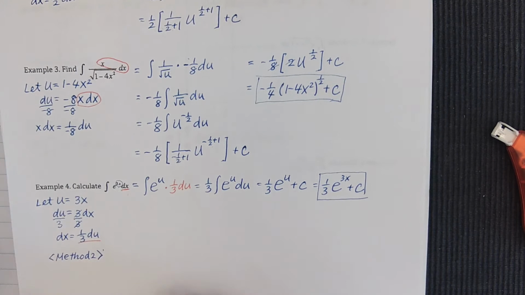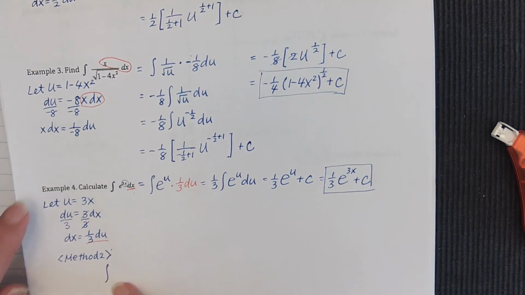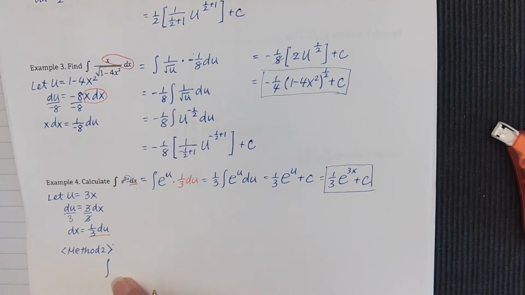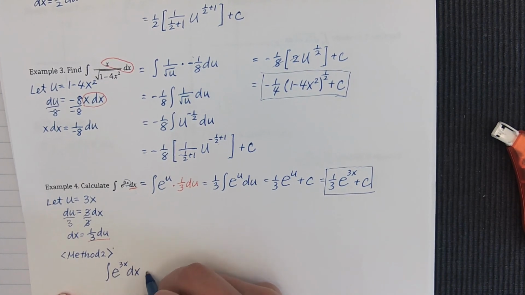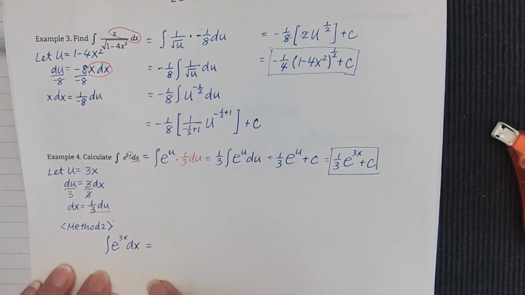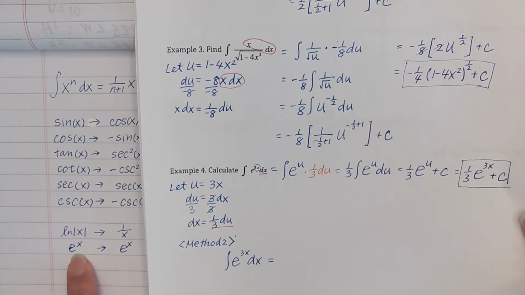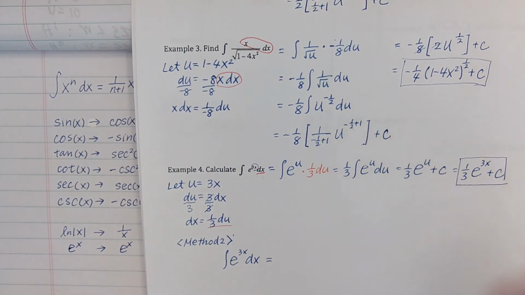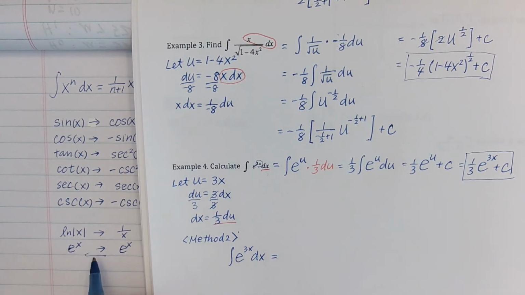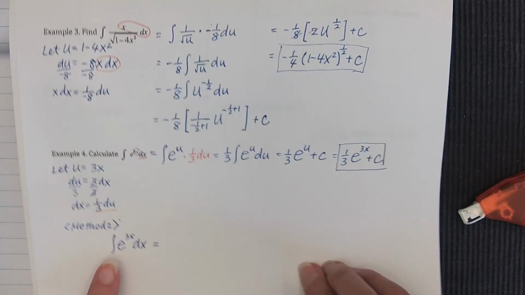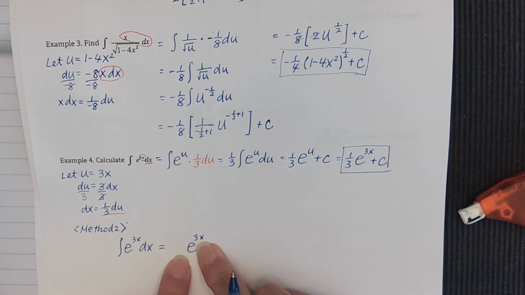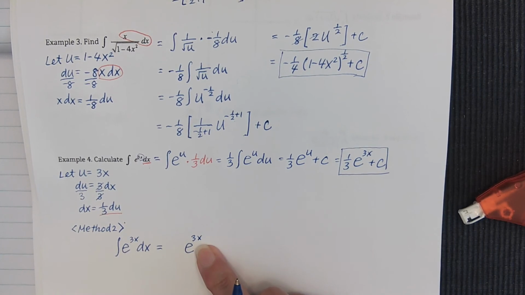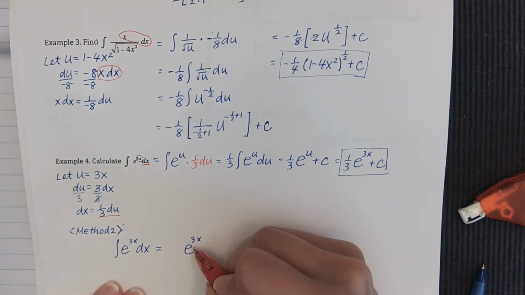Another technique. It's not really a technique, but let's not use the u-sub. Okay. So e to the 3x dx, right? Because everybody knows the integral of e to the x is e to the x. So maybe e to the 3x becomes e to the 3x, nothing changes. But the problem we have is that part.